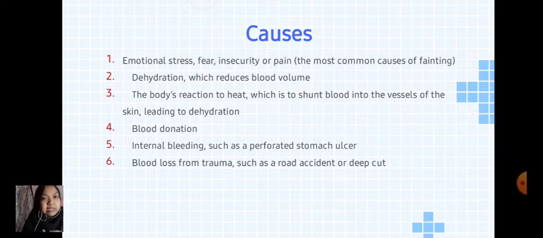And next is blood donation, which reduces some blood volume because our blood is given to another person. And then internal bleeding, such as perforated stomach ulcer, and blood loss from trauma, such as a road accident or deep cut.